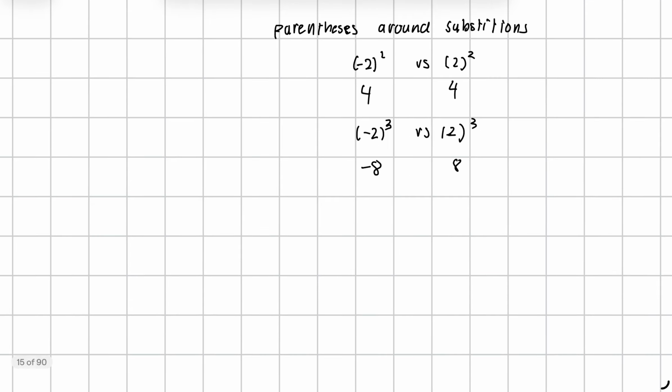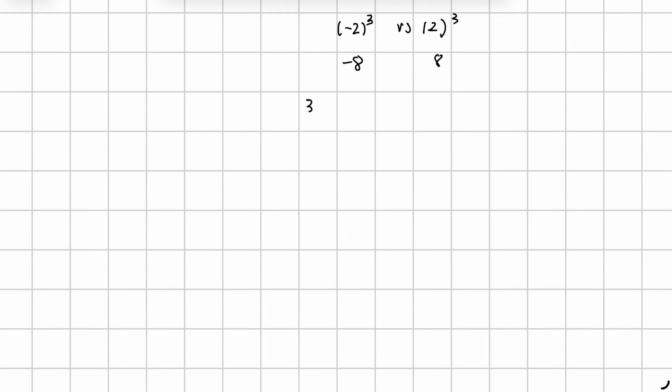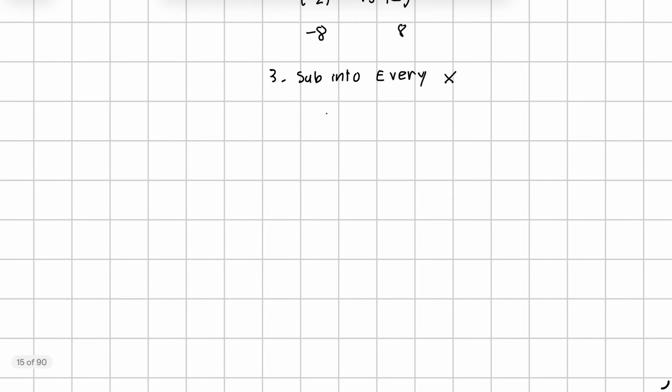So there's a difference. Now, the next thing you want to do is sub into every single x. So when you have the limit as x approaches negative 2 of x cubed plus 4x squared minus 7x plus 1, you're going to have negative 2 cubed plus 4 times negative 2 squared minus 7 times negative 2 plus 1.